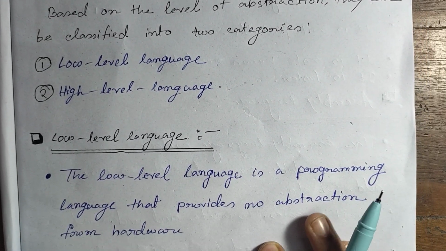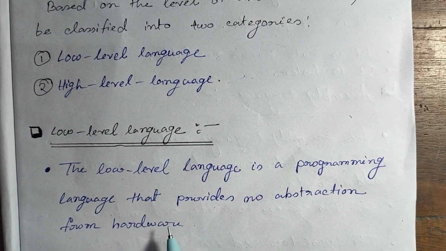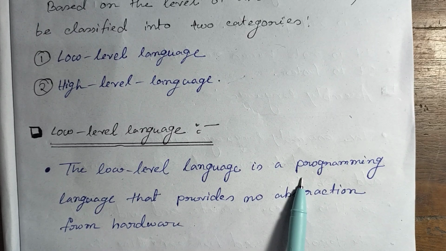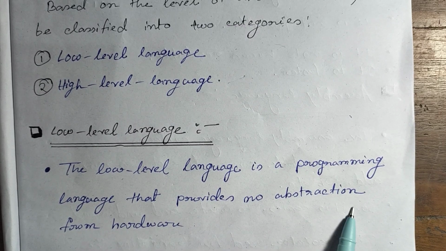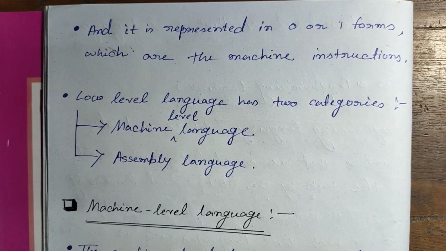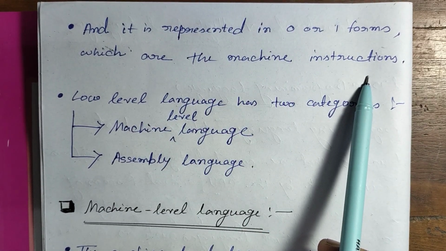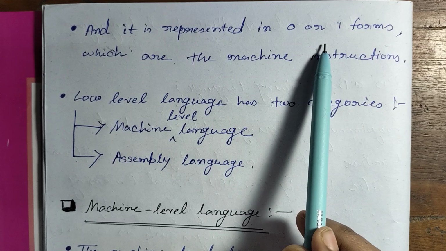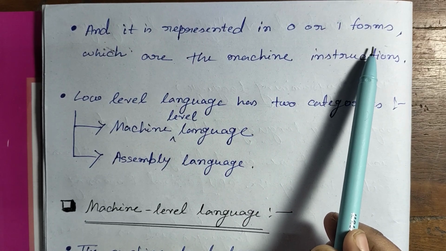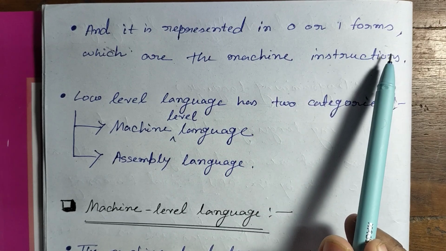After that, we will learn about low level languages. A low level language is a programming language that provides no abstraction from the hardware. It hides no unnecessary details from the hardware. So there is no abstraction in low level languages. And it is represented in 0 and 1 forms, which are the machine instructions. 0 and 1 is the binary form which is understandable by the computer, which is the language of the computer, and it is called machine instructions.